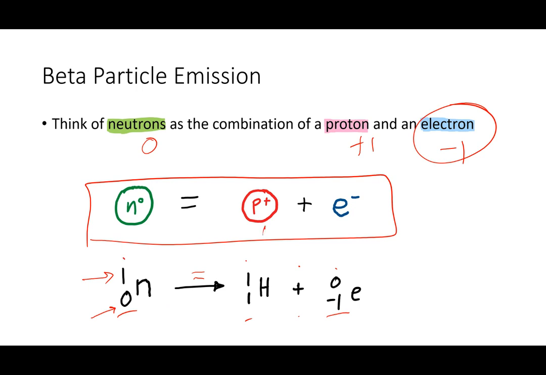And a proton, remember, is what the nucleus of hydrogen is. So it has an atomic number of 1 and a total mass of 1. So you can write proton in this notation like hydrogen, just the hydrogen nucleus. Okay, so take a moment to try to understand this. It's a little bit confusing. Neutrons act as both the combination of a proton and an electron.